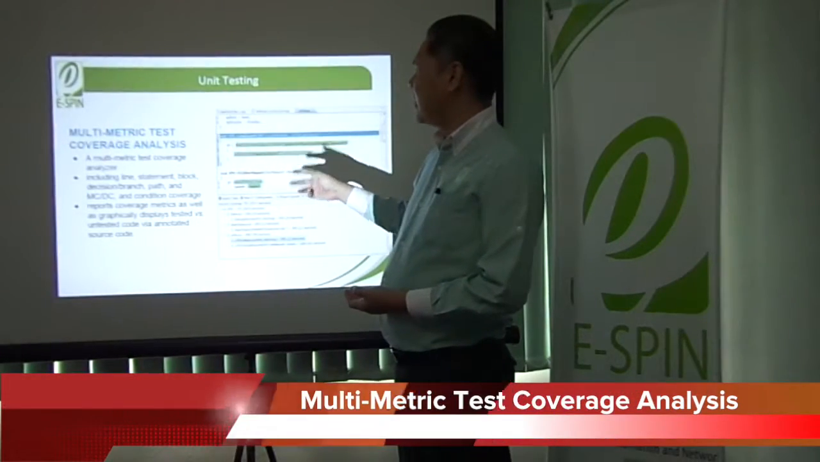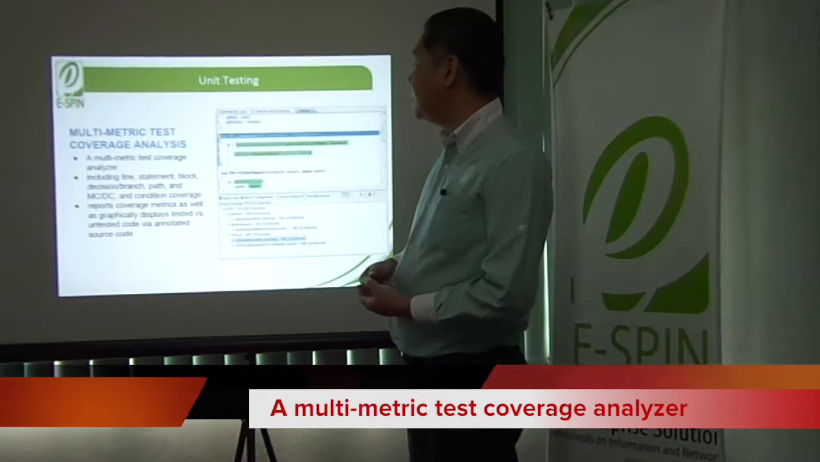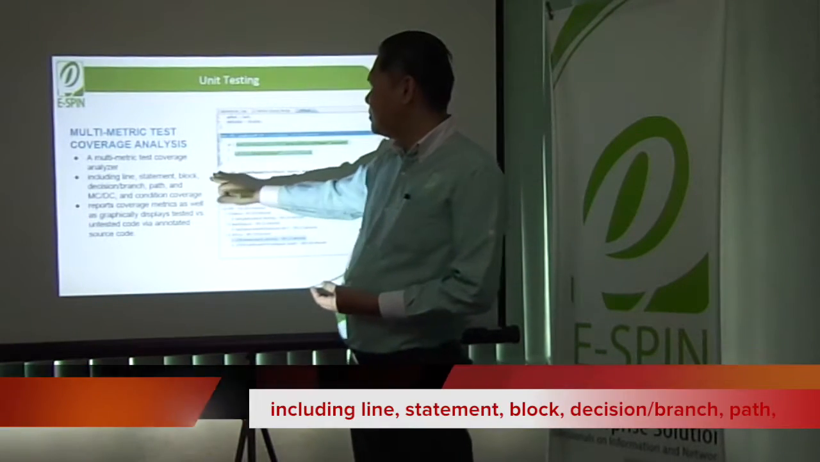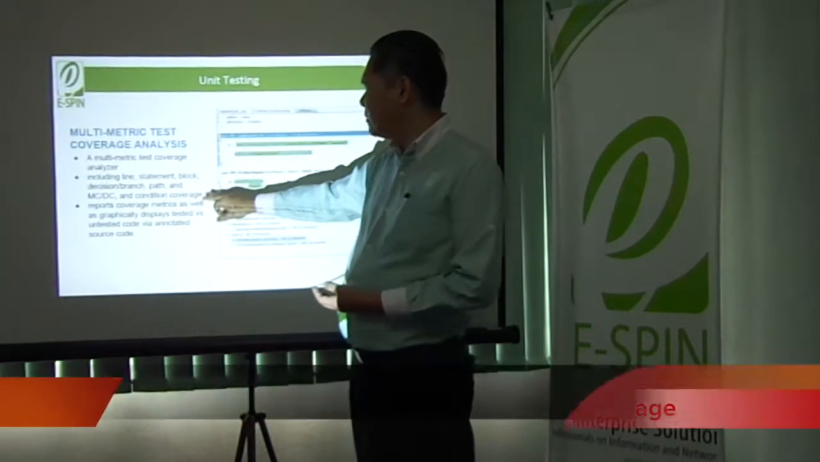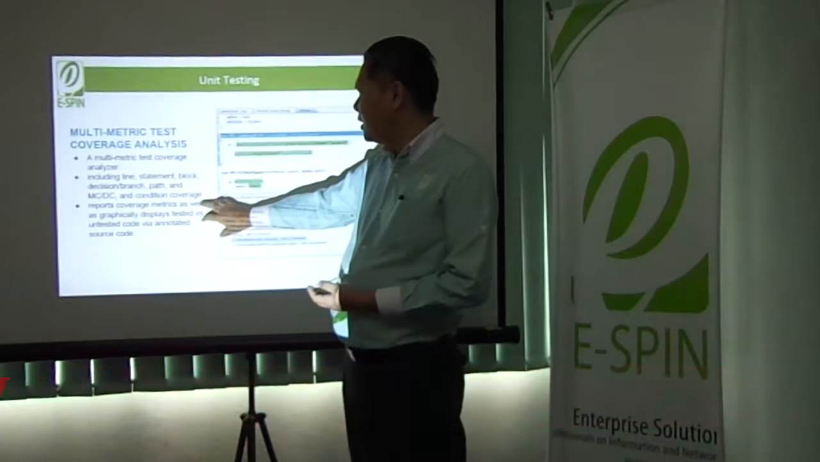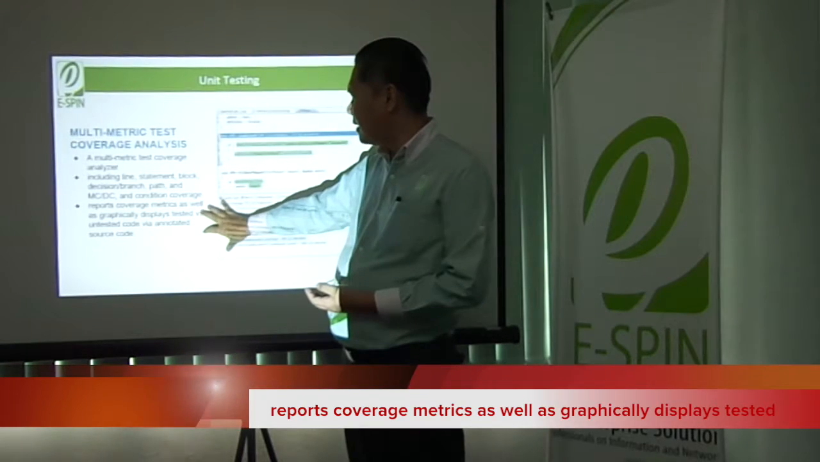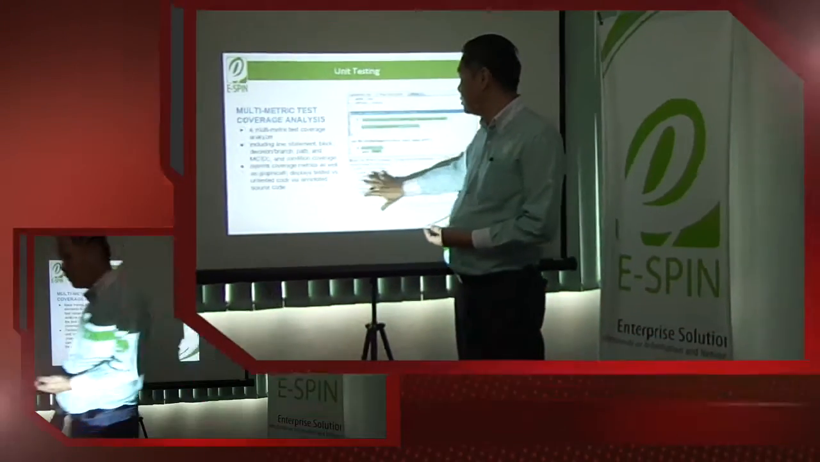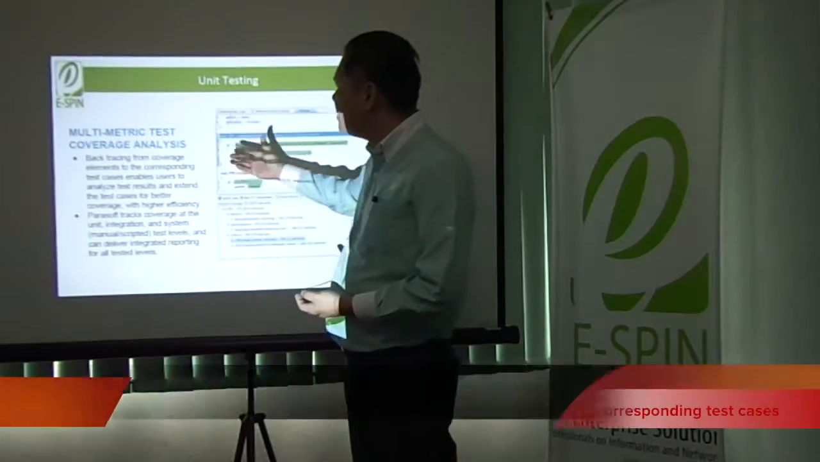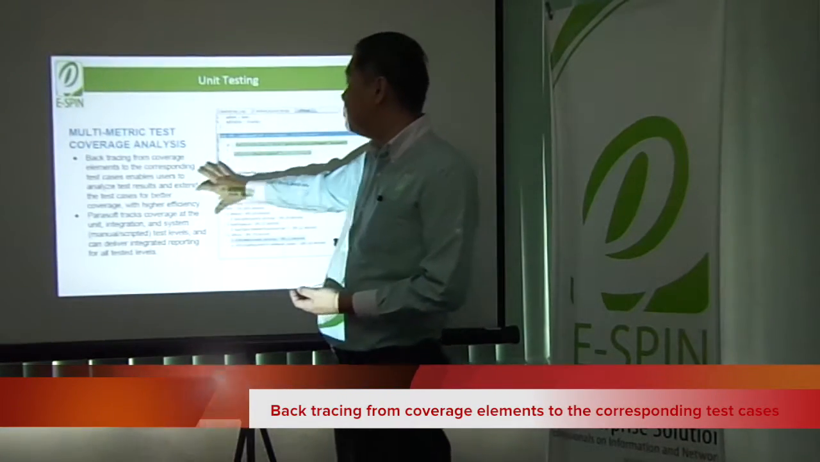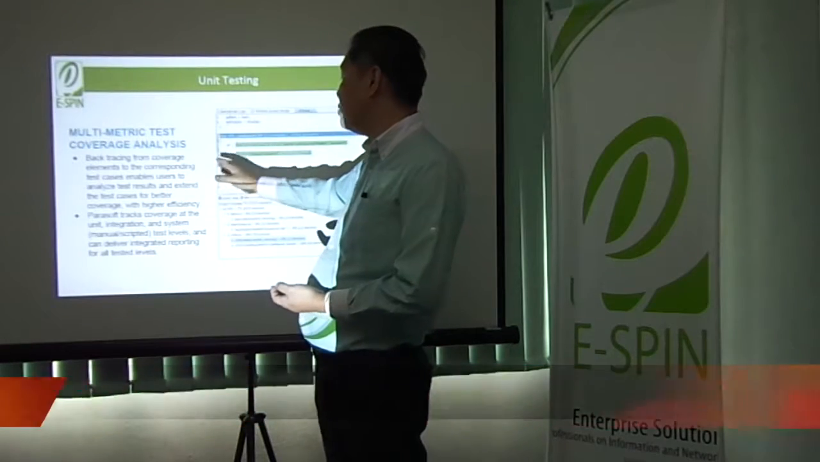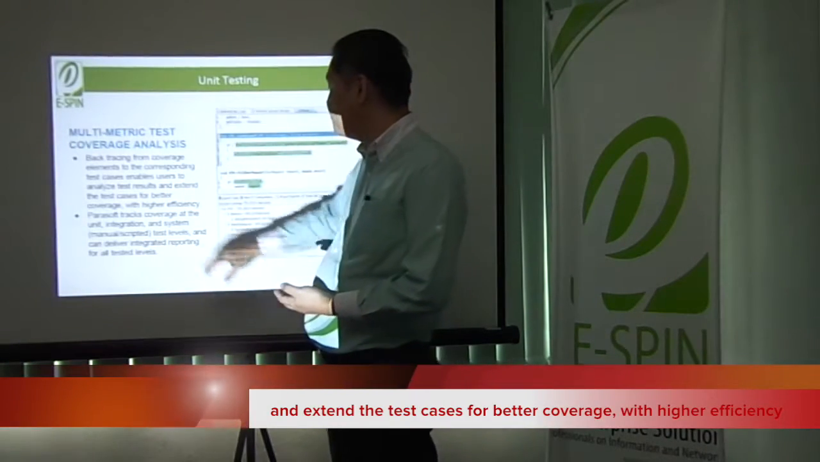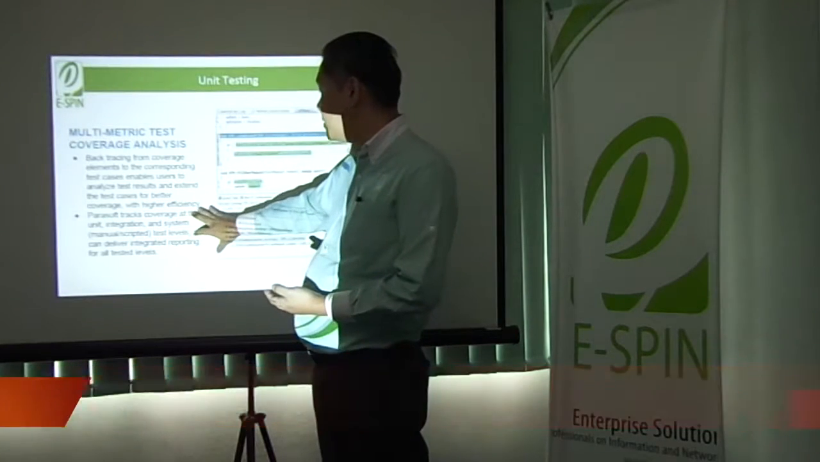A multi-metric test coverage analyzer, including line, statement, block, decision, branch, path, MC/DC, and condition coverage. It reports coverage metrics, as well as a graphical display tracing through untested code in the original source code. Tracing from a coverage element to the corresponding test case enables the user to analyze test results and extend the test suite for better coverage with higher efficiency.